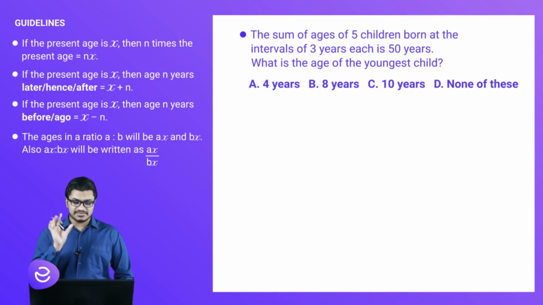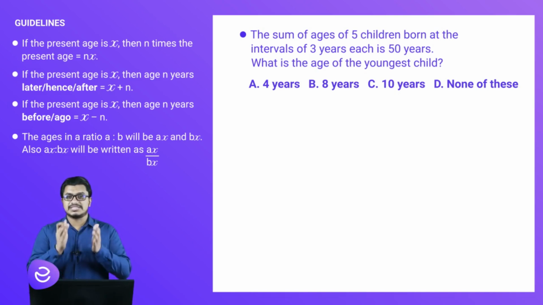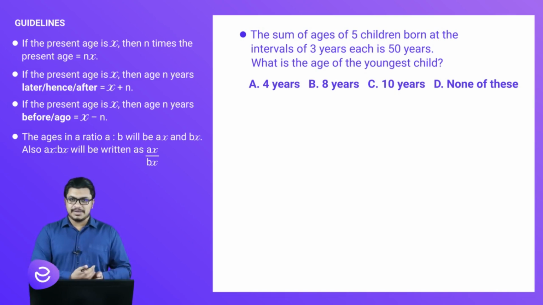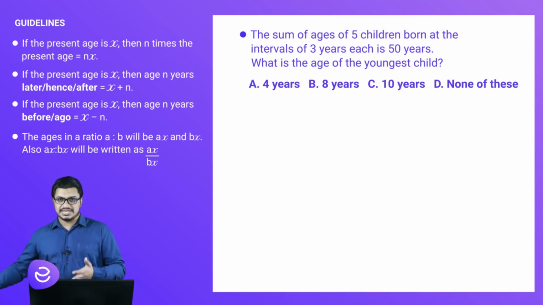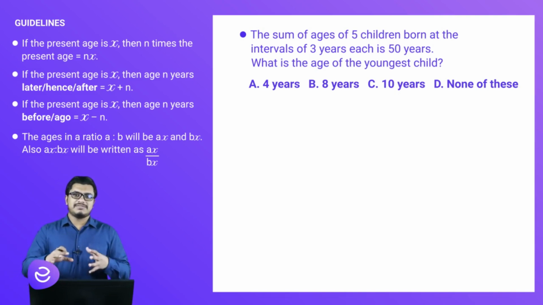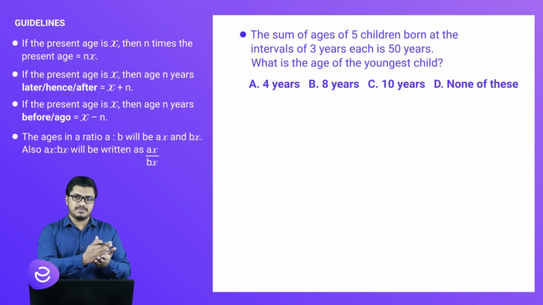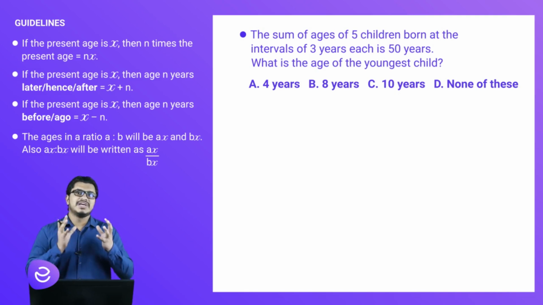We have 5 children born at intervals of 3 years each. So between the birth of each child, there is a gap of 3 years. That means if one child is born today, the next child is born 3 years later. The next child is born after a further 3 years. The next child is born after a further 3 years. So in that way, 5 children are born, with a gap of 3 years between them.